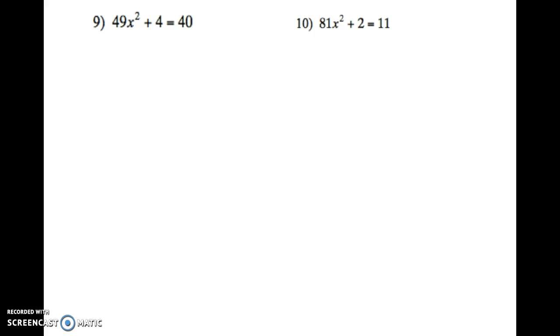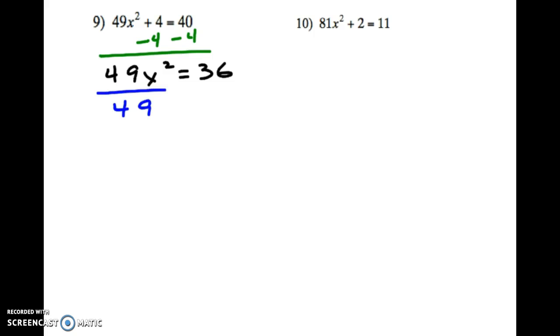Now 9 and 10 actually take a couple steps to get done. So we follow similar procedures. In this case, we're going to subtract the 4 from both sides first for number 9. The 40 minus 4 will give us 36. We're then going to divide both sides by the 49 to get the variable by itself. Now, since the 36 and 49 do not divide evenly, we're going to leave it alone.